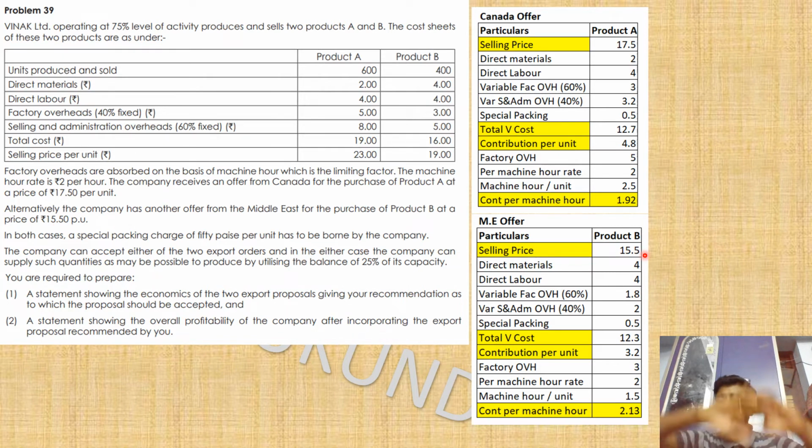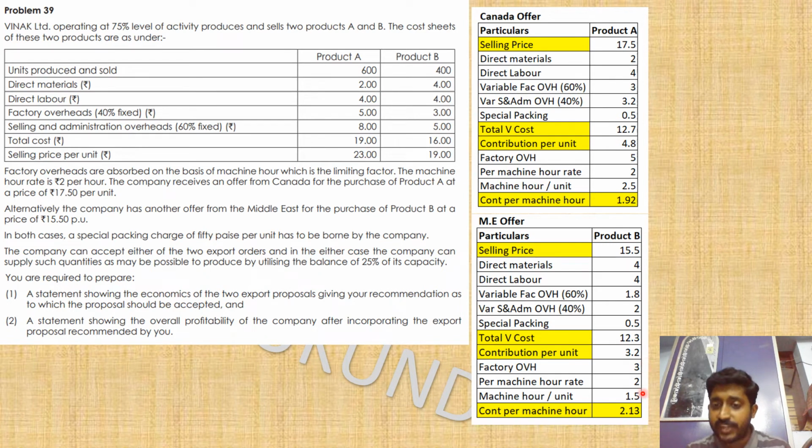So do the same math, apply the same costing, just increase the costing by special packing, 50 paise additional is required. Add that, so variable cost will go up by 50 paise. Contribution per unit can be found. Machine hour per unit also we have found in the previous slide. Apply the same machine hour per unit. We have the contribution per unit, we shall have the machine hour per unit.